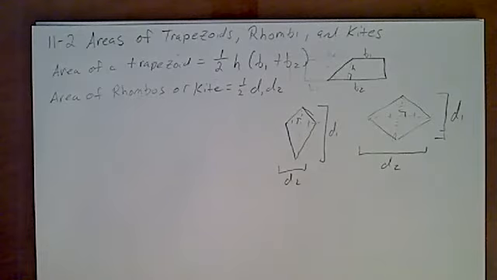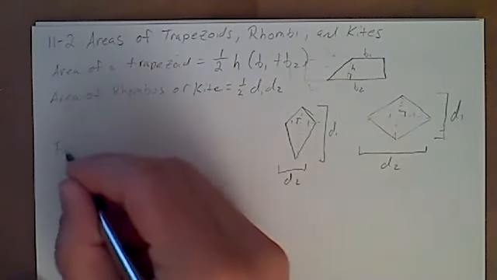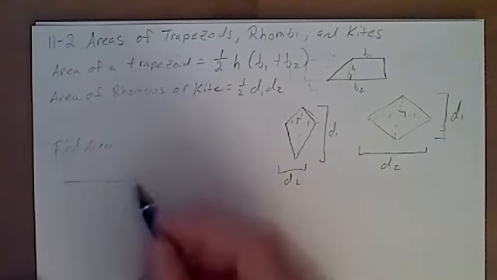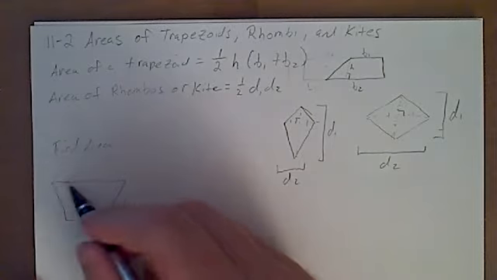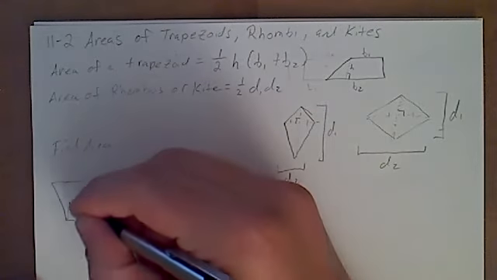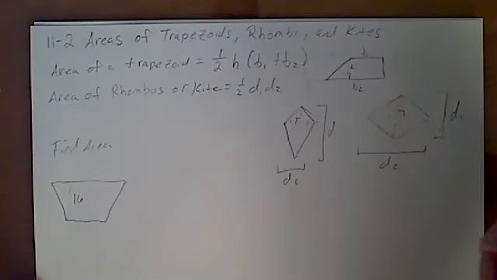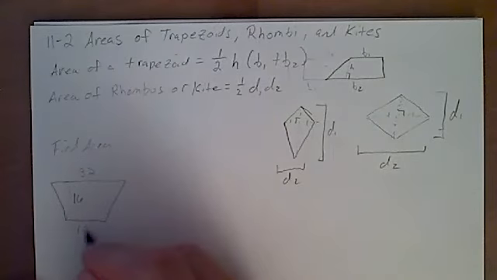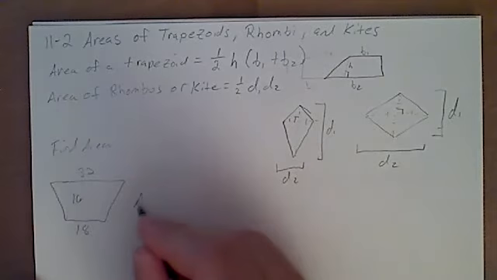All right, so we're going to jump into some examples real quick here to take a look at how these work. So if we need to find area, which is all that we're going to do today, let's say we started here like this, and it is a trapezoid. We're given that the height here is 16, the upper base is 32, and the lower base is 18. So all we have to do is fill it in.